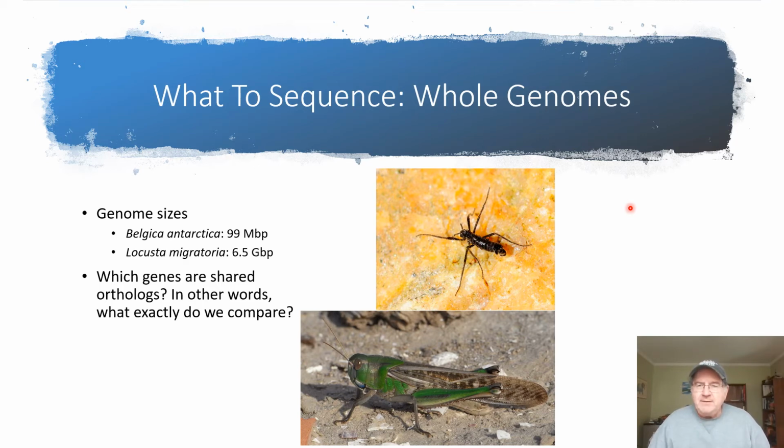interestingly, varies tremendously in different groups of organisms. Just within insects, the smallest genome, at least the last time I looked this up, is that of Belgica antarctica, which you Denlinger Lab veterans will know is the flightless midge from Antarctica. Its genome is only 99 megabase pairs, so 99 million base pairs. Sounds like a lot. It's actually quite small.